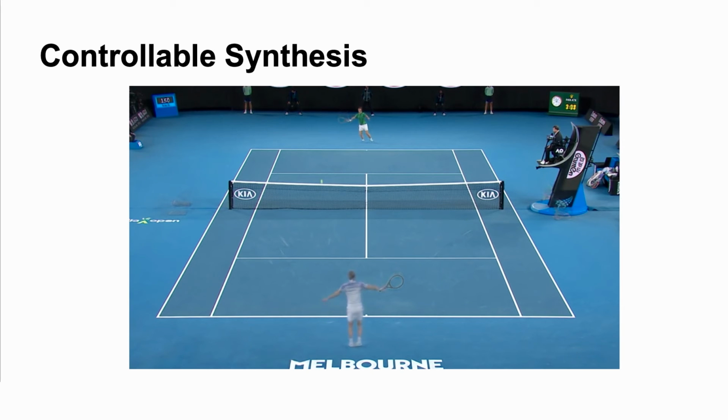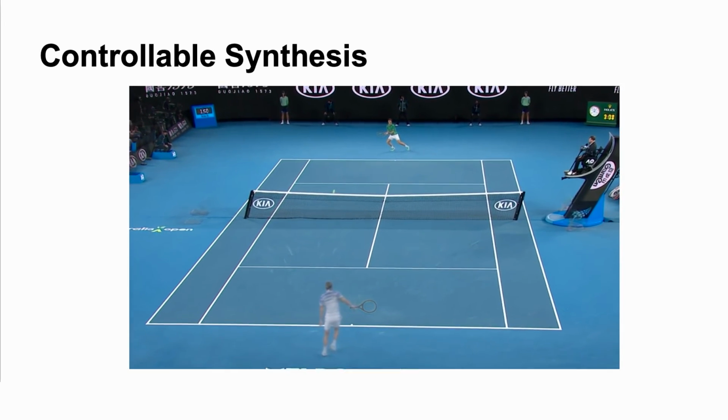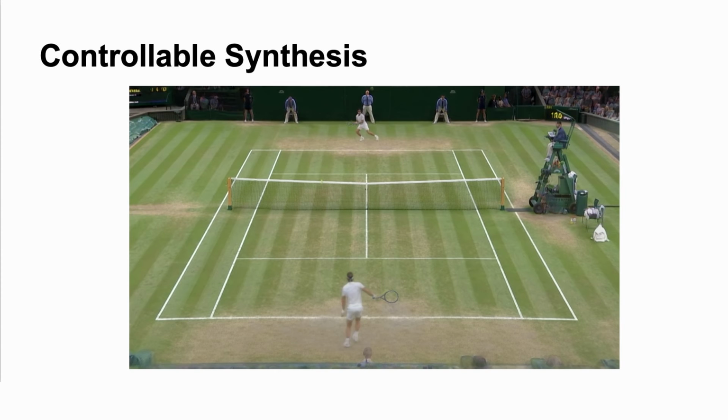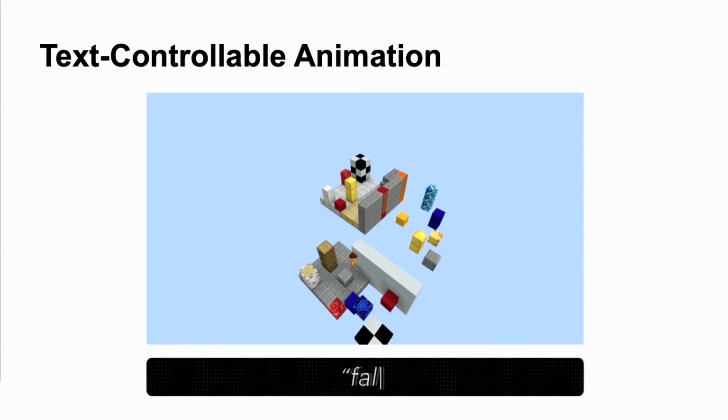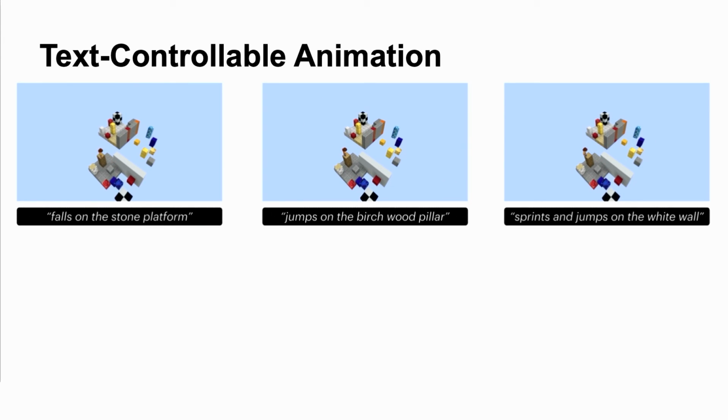So we are able to move the arms and the legs of the player. We are able to move the camera. We are able to change the style. But more interestingly, we are able to feed some text, and then the video is generated according to the text.